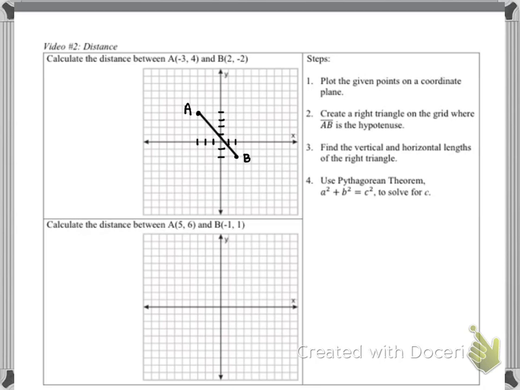Since that line segment is not going either vertically or horizontally, we can't just count the boxes, because we don't know how many full boxes it is if we're going sideways through boxes. So we're going to use the idea of creating a right triangle, drawing line segments that go vertically and horizontally. We're going to use the boxes to help us.